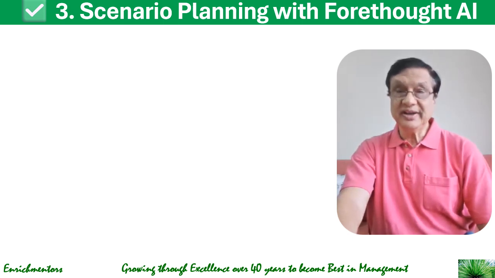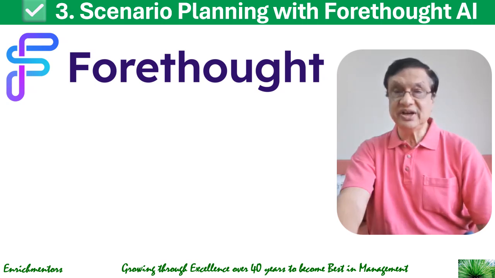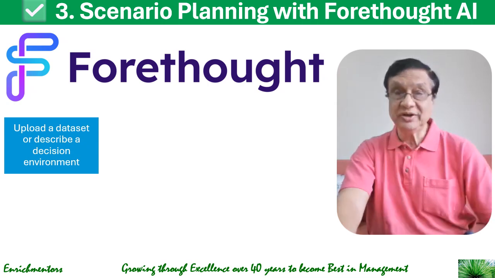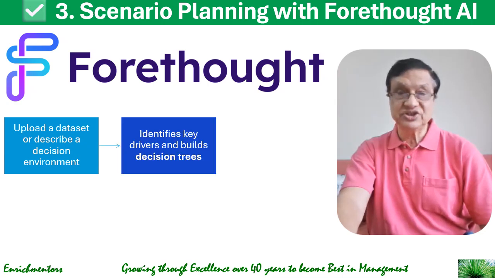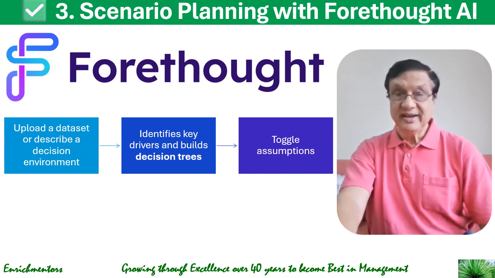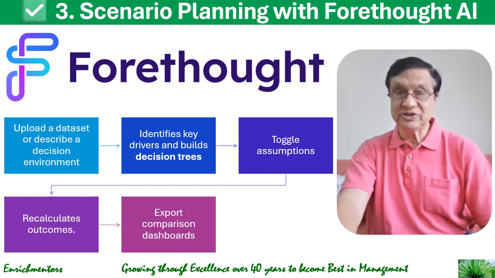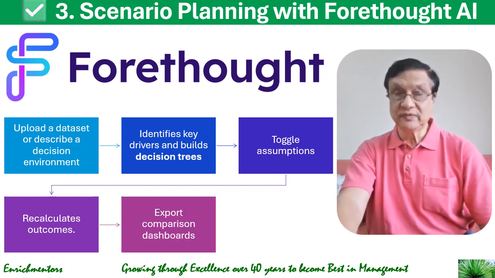Now, Forethought AI specializes in decision trees, strategic decision modeling, operations what-if, and risk analysis. Now, how to use it? You begin, obviously, by uploading a data set or describing a decision environment that you want it to work on. And then Forethought identifies key drivers and builds decision trees, right? It starts working right away. You can toggle assumptions through sliders, and it automatically recalculates the outcome. You can also export comparison dashboards. This is powerful, very useful for operational decisions, customer support planning, cost optimization, and workforce management.